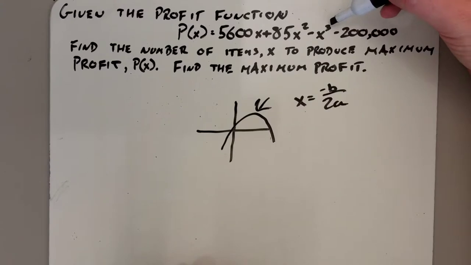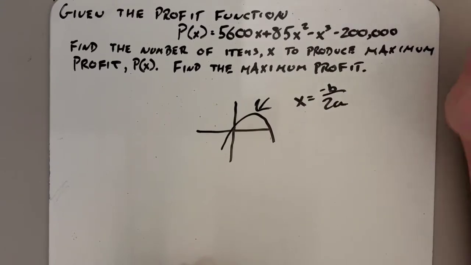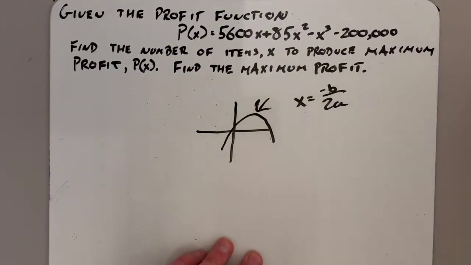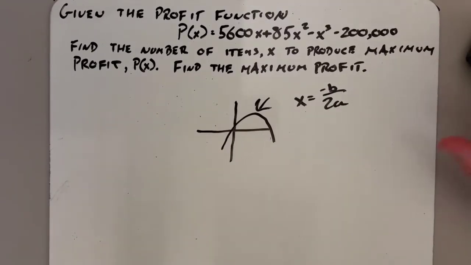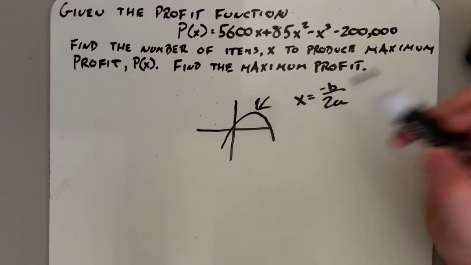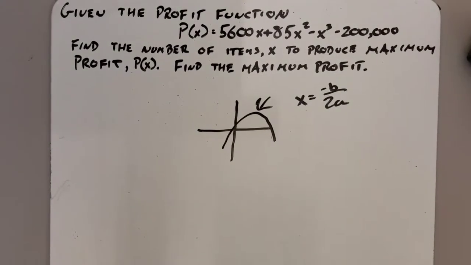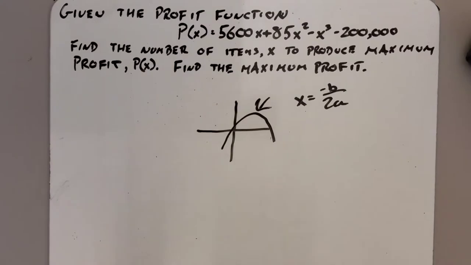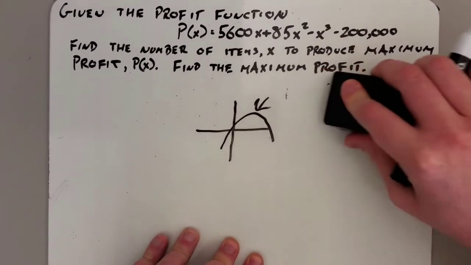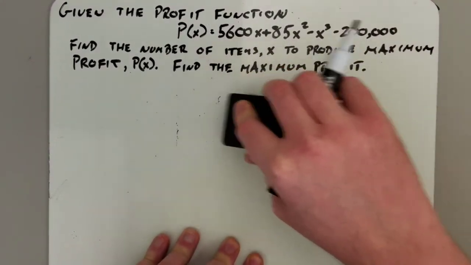The problem is that this is not a quadratic, okay? So what we're going to have to do is take a little bit different approach. You could use a calculator and go to the table function and find that maximum, but knowing Lehman College, Muhammad's probably not allowed to use a calculator, so we're going to take a different route. We're going to use a little basic calculus, and we're going to find where the slope is equal to zero.